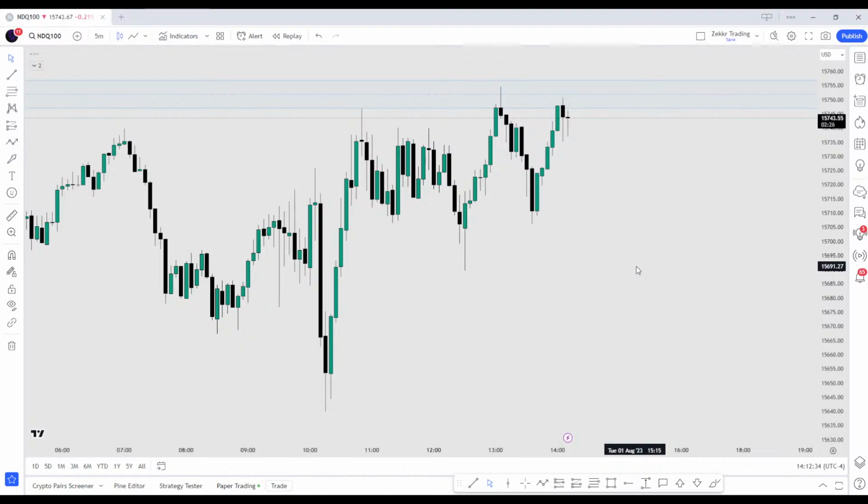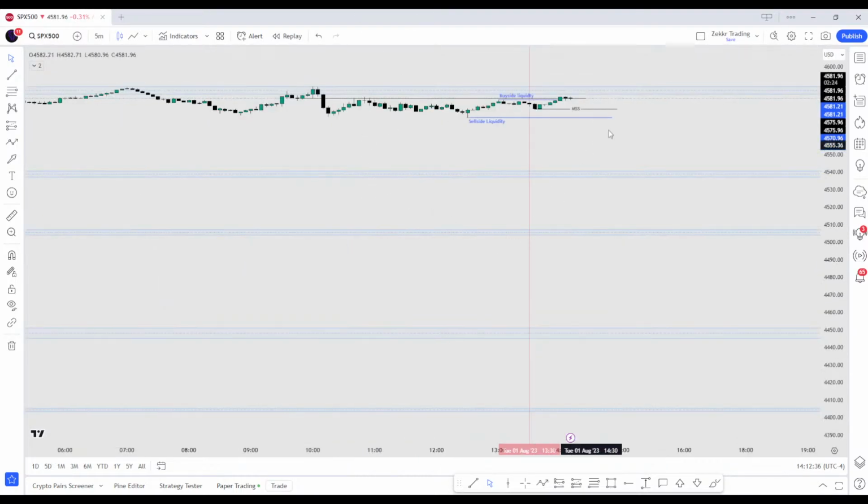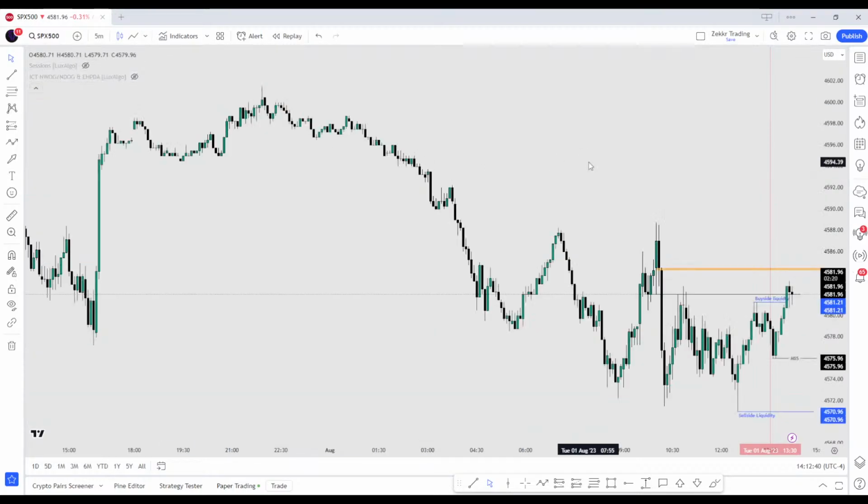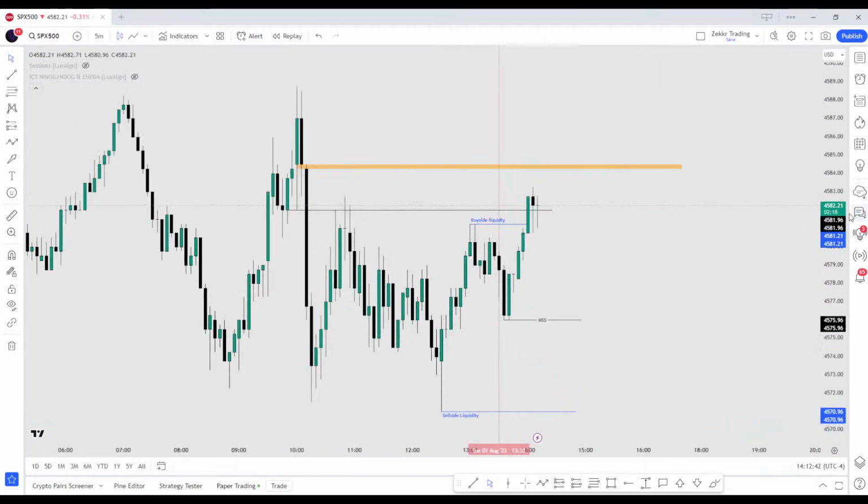So Nasdaq, we still have SMT divergence right here, which I'm gonna turn that off, and we can see.